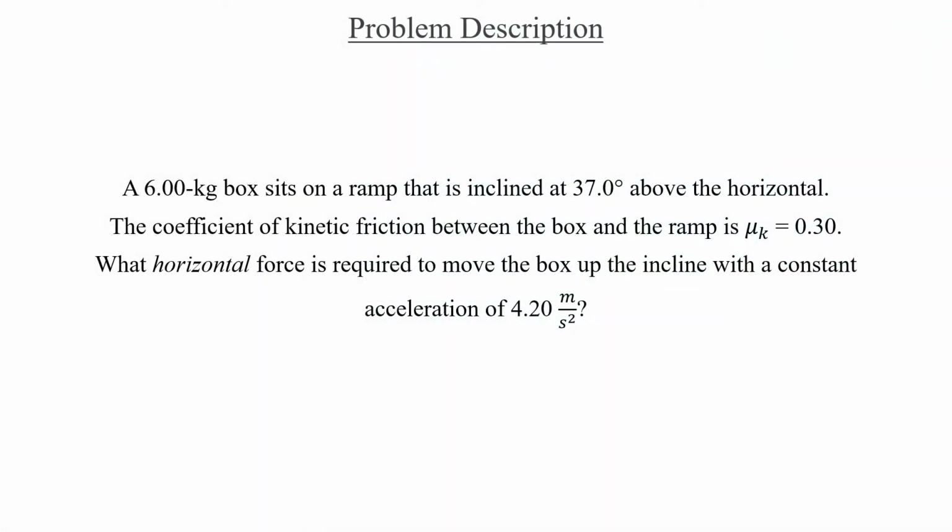Here's our problem description. We have a 6 kilogram box sitting on a ramp that's inclined at 37 degrees above the horizontal. We're given the coefficient of kinetic friction between the box and the ramp. That's this 0.3 number. And we need to solve for what horizontal force is required to move this box up the incline with a constant acceleration of this 4.20 meter per second squared value.